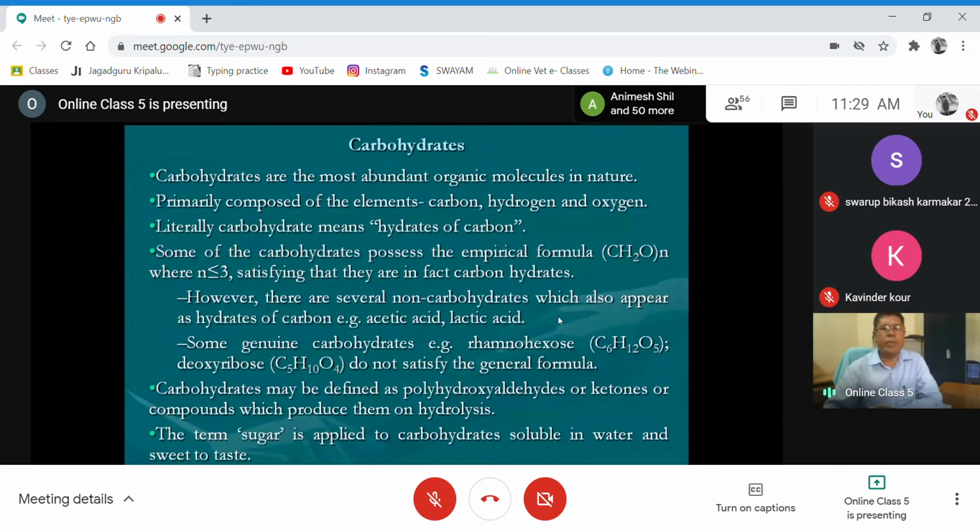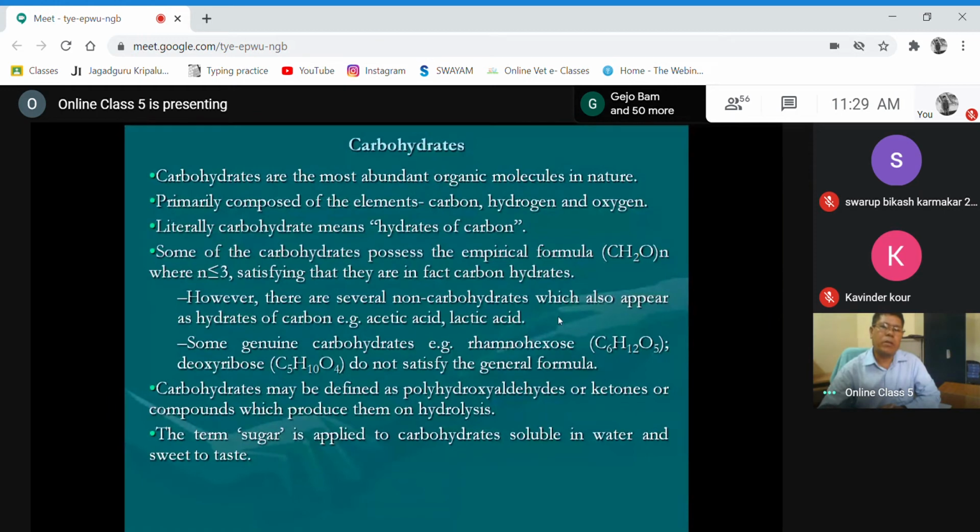So carbohydrates may be defined as polyhydroxyaldehydes or polyhydroxyketones, or the compounds which produce them on hydrolysis. So how do we define carbohydrates? They should be polyhydroxyaldehydes or polyhydroxyketones, or any compound which on hydrolysis produces them. Simply take the example of polysaccharides like glycogen and starch. These polysaccharides will not fulfill this definition, because the aldehyde or ketonic functional groups are involved in the formation of the bond. So these functional groups will not be free.